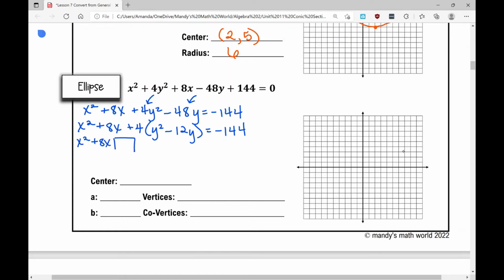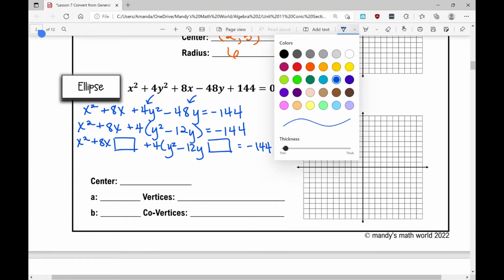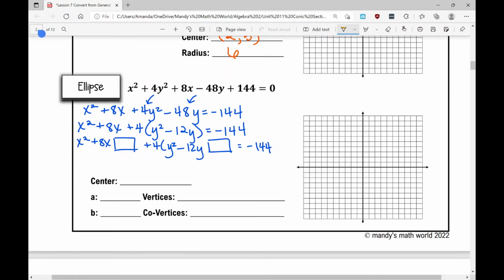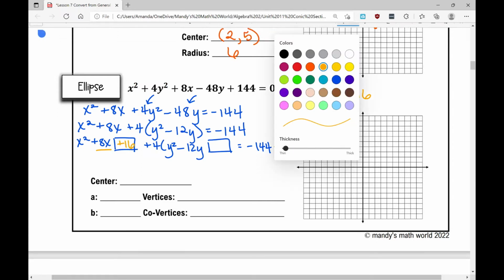What I'm going to do now is rewrite this x squared plus 8x, I'm going to add something here, plus 4 times y squared minus 12y, I'm going to add something here, equals negative 144. What do we add to both sides? I'm going to add b over 2 squared, remember? So right here, what do I add there? I'm going to add 8 over 2 squared. That's 4 squared, which is 16. I'm going to add 16 here, and I'm going to add 16 here because I do it to both sides. What I do to one side, I have to do to the other.